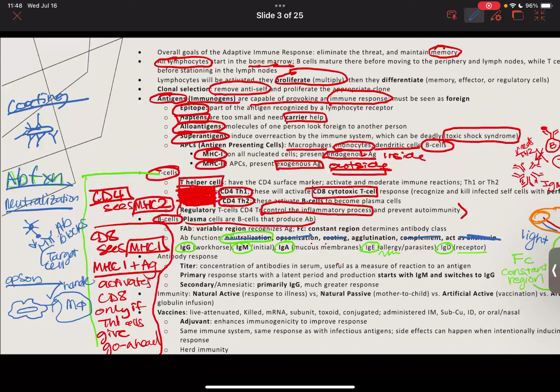Antitoxin, I'll go ahead and bring that one up next because antitoxin works in a similar way as neutralization. Whereas neutralization, we have antibody blocking a specific part of a pathogen from doing its job, and coating just covers it generally. Whereas antitoxin, we are binding to the toxin that the pathogen makes.